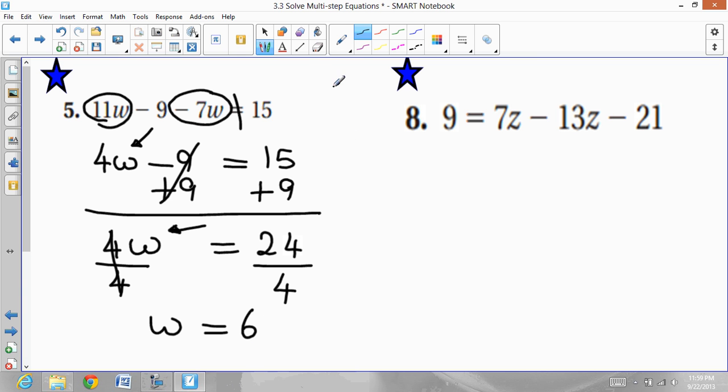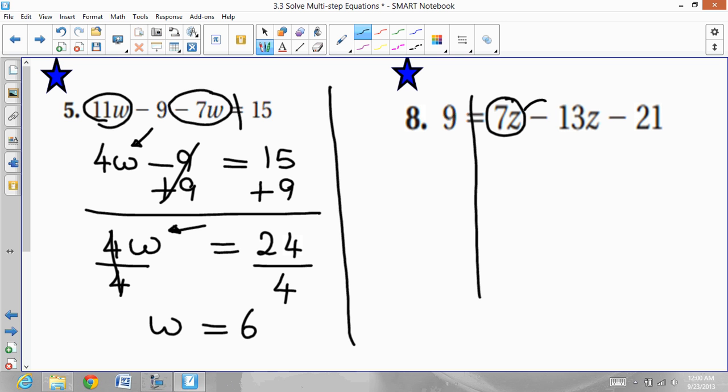Let's focus on question number 8. Now 9 equals 7z minus 13z minus 21. So if you look at this, this becomes the enemy side because z is on the enemy camp and you need to get the z to safety. So now if you look on the enemy side, you got a 7z on one side of the camp and negative 13z on one side of the camp. So let's combine them together, bring them all close together, all to one spot. So it is easy to save them.